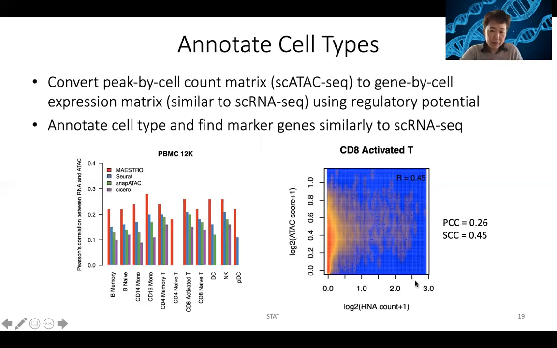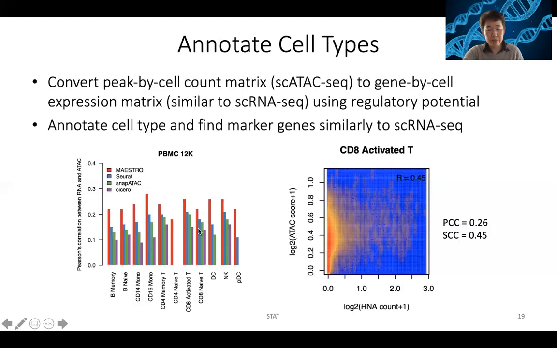The x-axis is how much you see in terms of gene expression based on the single-cell RNA-seq for that cluster. And the y-axis is how much you are seeing on the single-cell ATAC-seq for that gene. And you can look at the correlation. From Pearson correlation, we get 0.26. From Spearman correlation, we get 0.45.